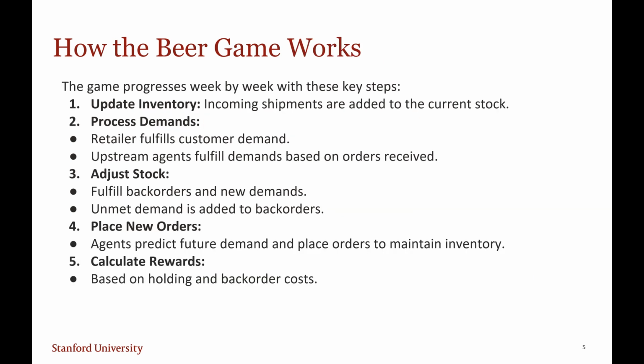The beer game operates on a week-by-week cycle with five key steps. First, inventory is updated as incoming shipments are added to the current stock. Then, demands are processed. Retailers fulfill customer demand, and upstream agents fulfill orders based on what they receive. Next, stock is adjusted to address back orders and new demands. If demands cannot be met, they are added to the back orders for the next cycle. Following that, each agent predicts future demand and places new orders to maintain sufficient inventory. This is where the action and decision making take place. Finally, rewards are calculated, which reflect costs incurred from holding inventory and managing back orders.